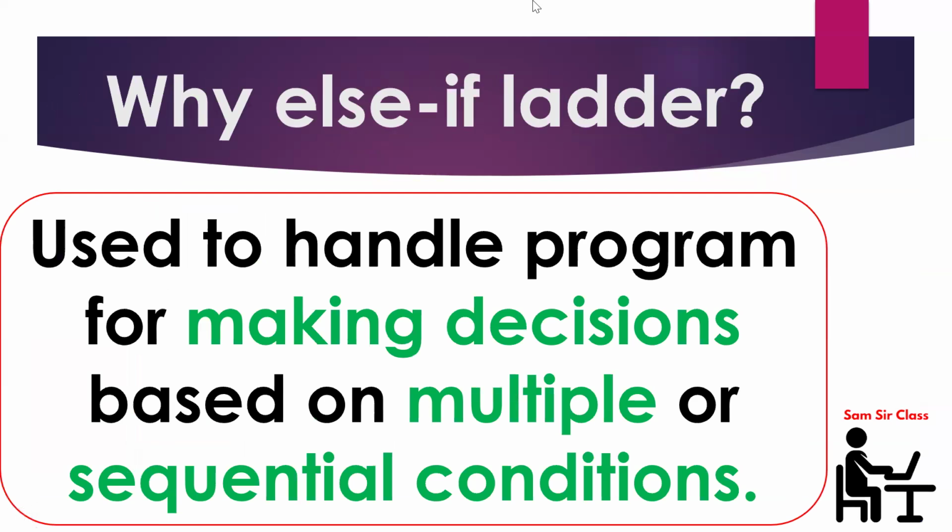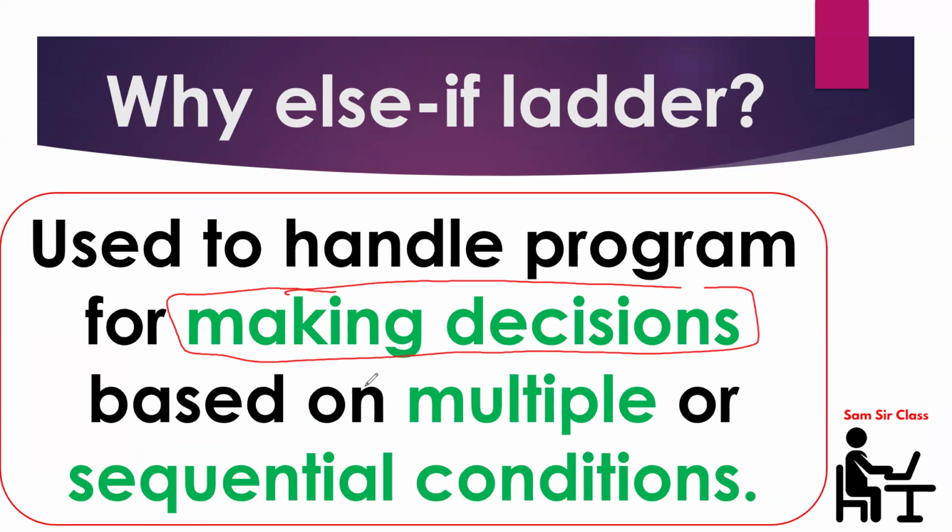Now, what do you mean by else if ladder, or why is it required? This is required to handle programs that make decisions. Obviously, it's a conditional statement, which means you have to make some decision. But the most important phrase is based on multiple sequential conditions. That means one after another, the conditions will be evaluated. Whichever is evaluated as true, that particular block will execute.